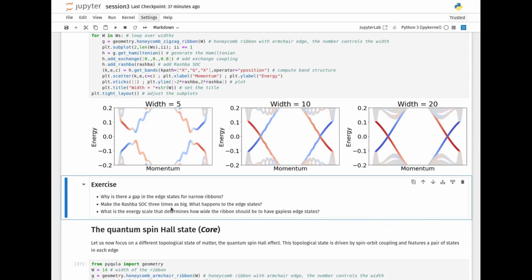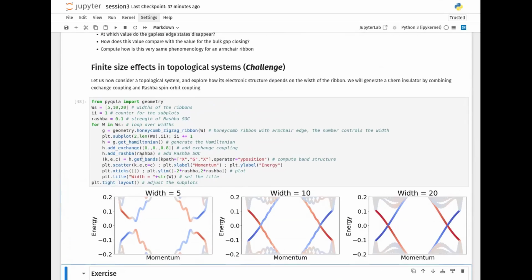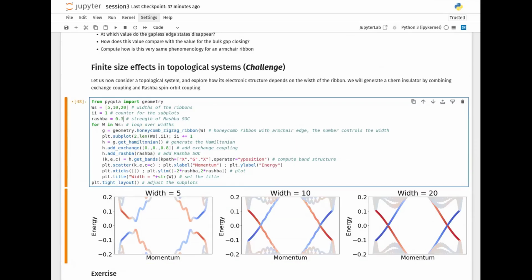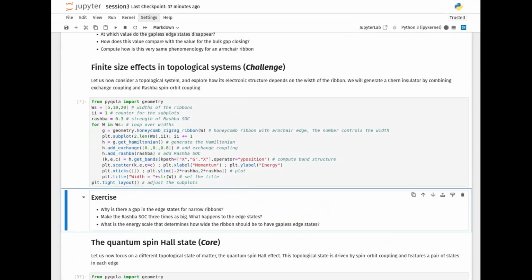Make the Rashba spin orbit coupling 3 times as big. So what happens to the edge state? So for this, we take the Rashba term, we make it, let's say 0.3, for example, and see what happens to the edge states.